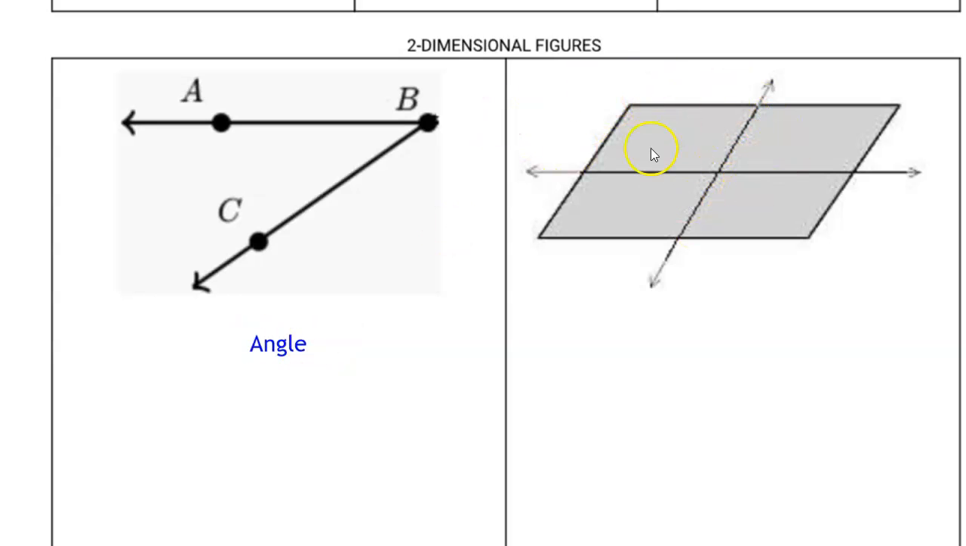The next two-dimensional figure here is called a plane. When you think about a plane, you should think about the XY coordinate grid, because the XY coordinate grid has a horizontal axis and a vertical axis. That's 2 dimensions. So this is called a plane.